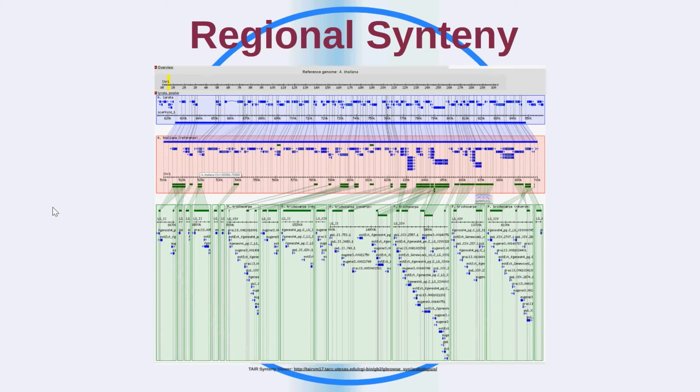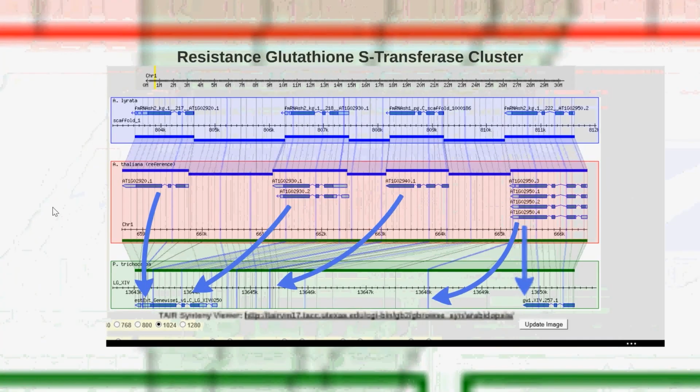Now let's focus on the region containing our resistance cluster. This cluster falls within a syntenic block between Arabidopsis thaliana and lyrata. The genes as well as the intergenic regions are found nearly unchanged between these 2 species. Although there is a synteny block between Arabidopsis thaliana and Populus trichocarpa in this region as well, the region is not nearly as close to an exact copy.